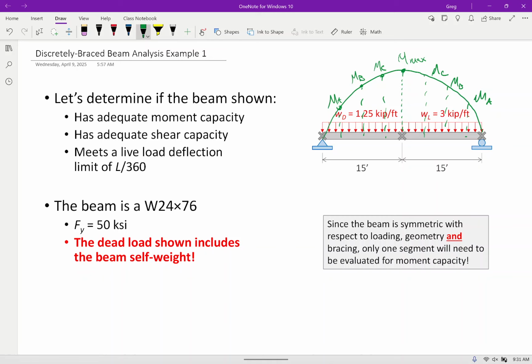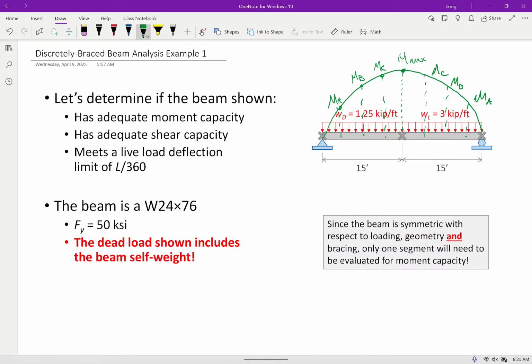So what I'm getting at is in order to determine whether or not the beam has adequate moment capacity, I only need to look at one segment. I don't need to look at both of them. They're literally the same. Okay? Does that make sense? That's not always the case, mind you. And we're going to talk about some examples of that later. But there you go. Just want to throw that out there.